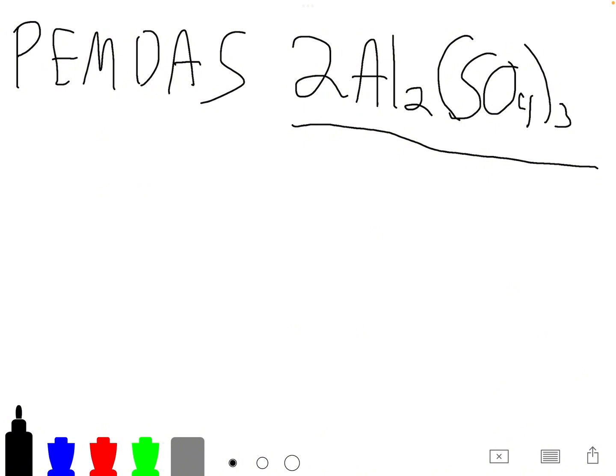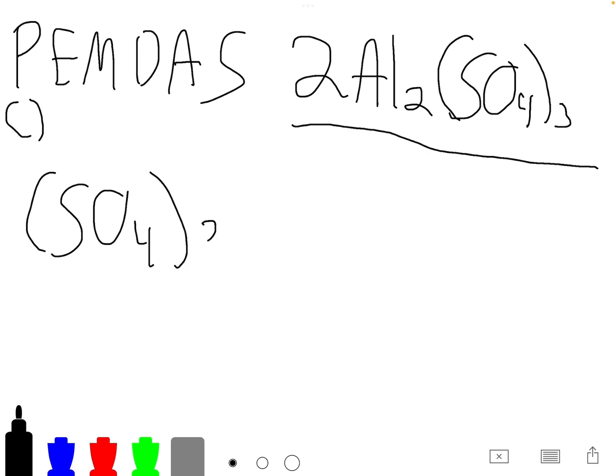So parentheses are first, so that's first in our order of operations. So we're going to bring our parentheses down here, and we're going to do that first. Whenever you can't see a subscript on an element, it is always an understood 1. So there is an understood 1 down here by the S. So literally all you're going to do to find the amount of atoms present in both of these elements is multiply by this number over here. So what is 1 times 3? 3, so there's 3 sulfur atoms.